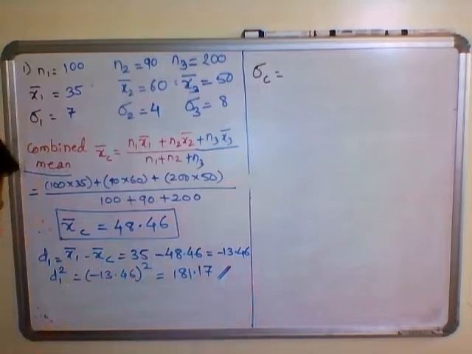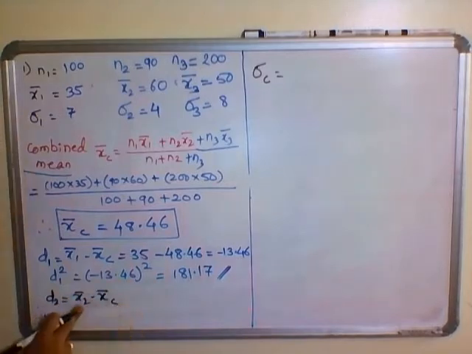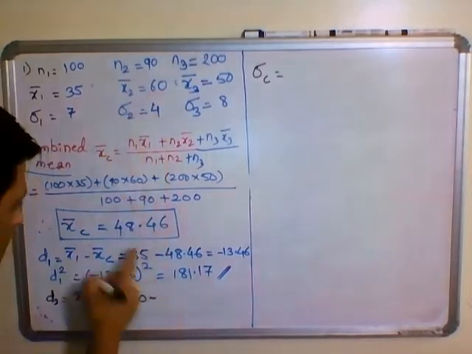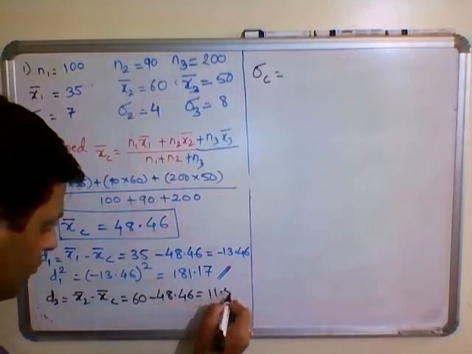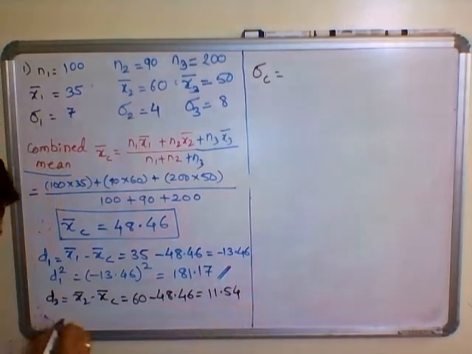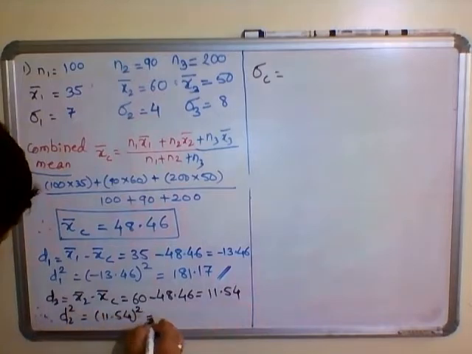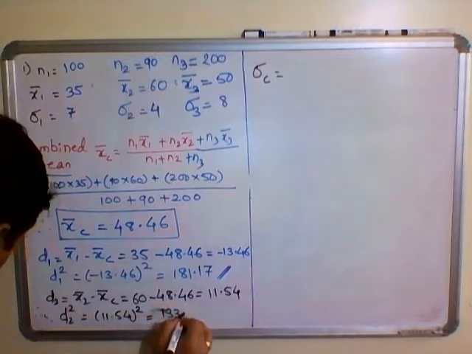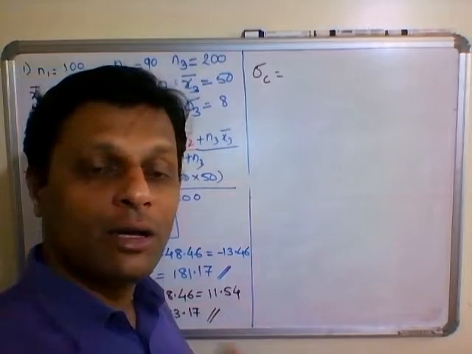Now d2, how to calculate d2? d2 is nothing but x2 bar minus x bar c, that is average of second data minus combined average. Average of second data is 60 minus the combined average 48.46. So the difference comes out to be 11.54, but we require the square of it. So d2 square is equal to square of 11.54. And how much is that? It comes out to be 133.17.